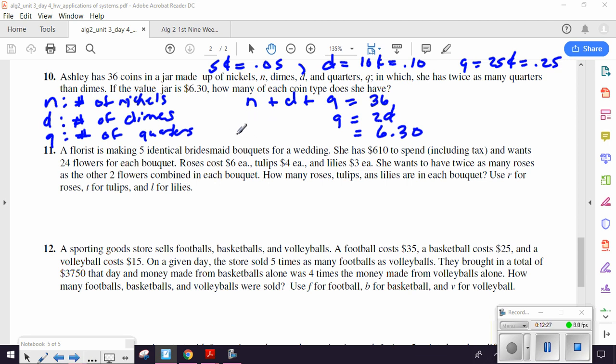So to write my third equation, I will put 0.05N plus 0.10D plus 0.25Q, and it has to stay in the same order as it has been, is equal to 6.30. So that's how you would write the system for number 10. You might see a problem like this pretty soon on the test.